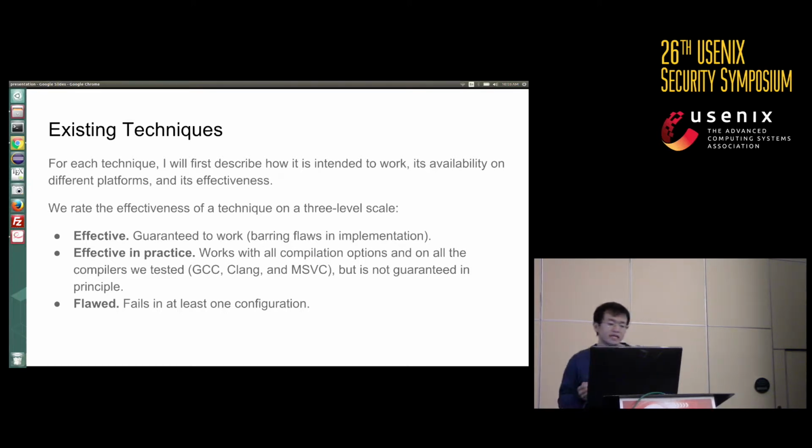We consider a technique effective if it's always guaranteed to work. We consider a technique effective in practice if it works on GCC, Clang, and Microsoft Visual Studio, but it's not guaranteed to work in principle. And a technique is flawed if it fails in at least one configuration.